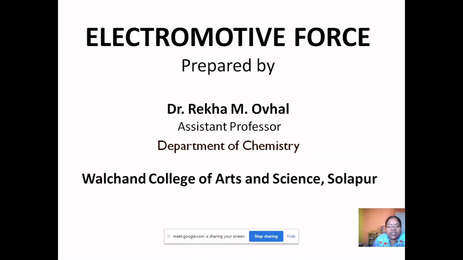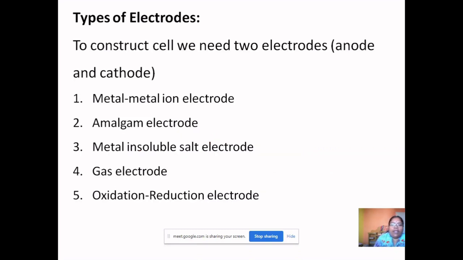So this is our next screen. So we have seen how the potential for a single electrode is determined. Now the next part that we have to see is types of electrodes. We have seen that to construct a cell we need two electrodes, one is anode, the other is cathode.